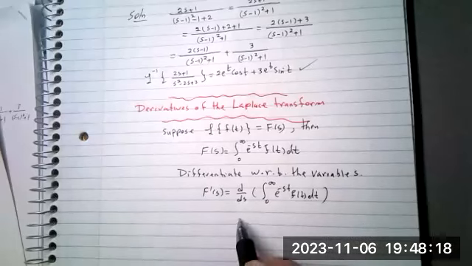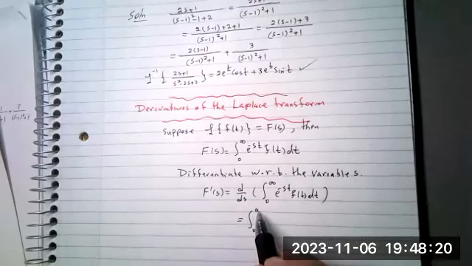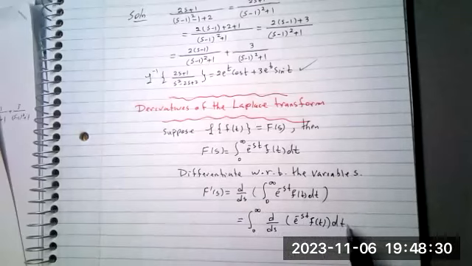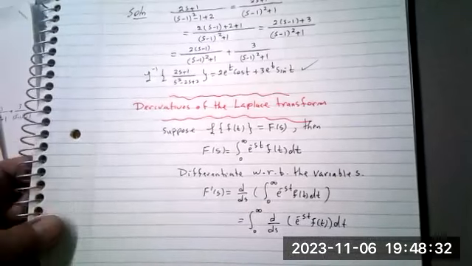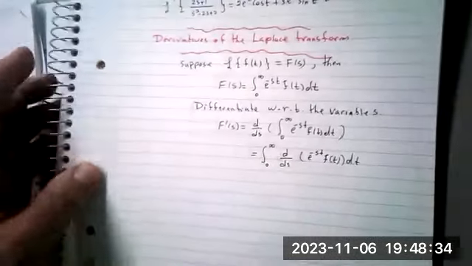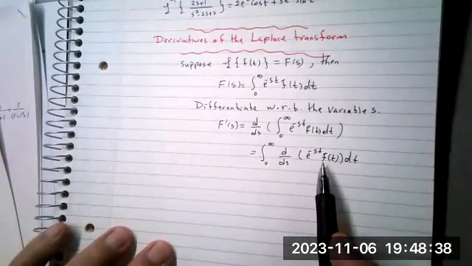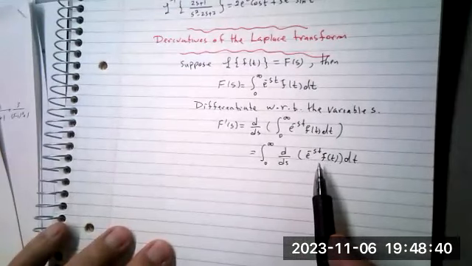So it's going to be 0 to infinity, you differentiate with respect to the s of the function e to the negative st f of t dt, like a partial derivative if you like. So what is going to be the derivative of this function with respect to the s? Any suggestion?